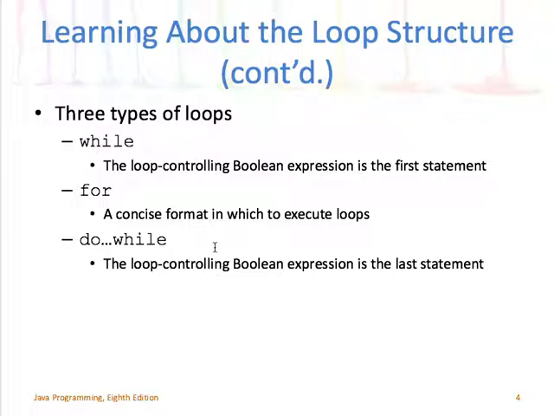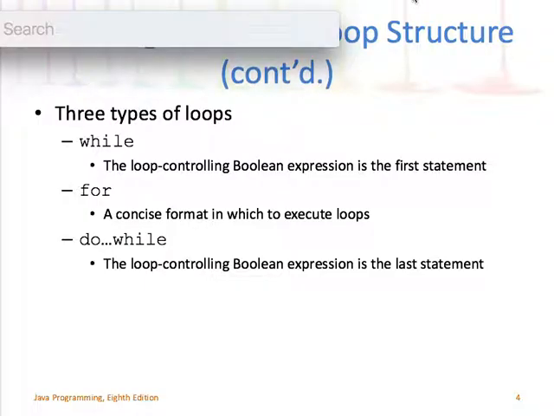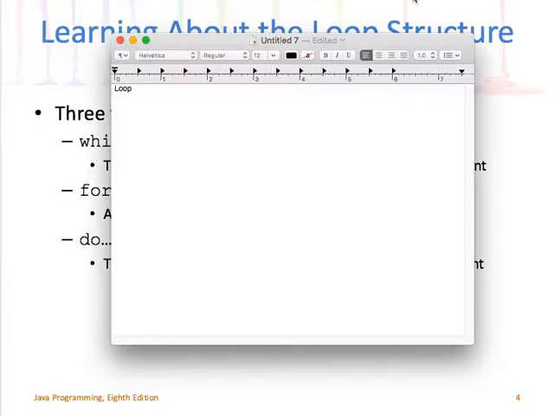Now for is a concise format which executes. So let me go back to text edit. A for loop is usually from start to finish. So for example, you might have for 1 to 10. That means once it gets to 10, then it stops. But in your for loop, that 1 that I had there could be a unique identifier.